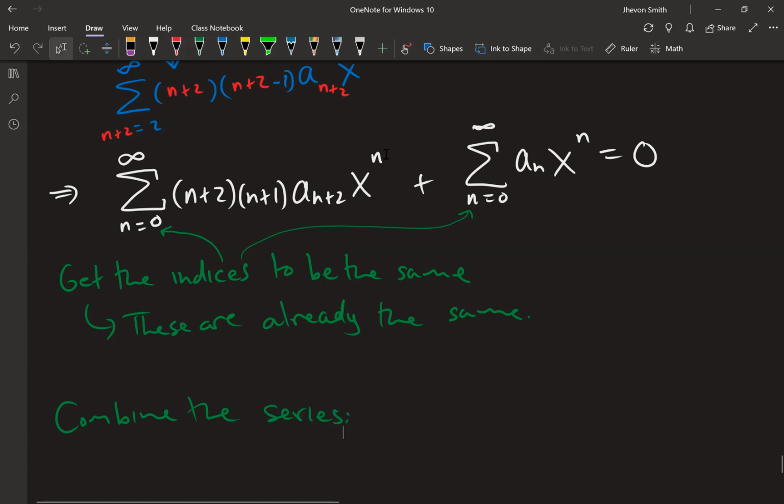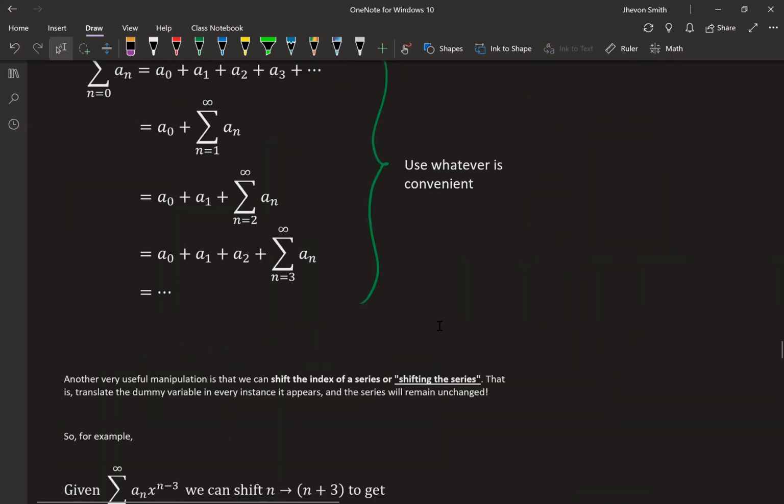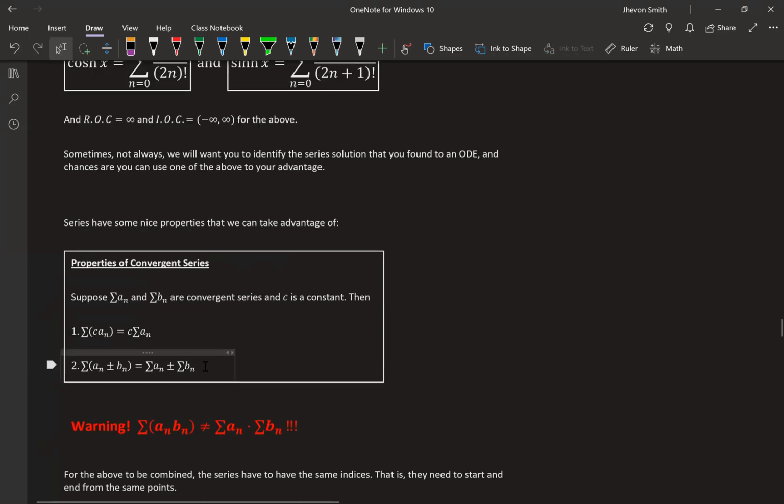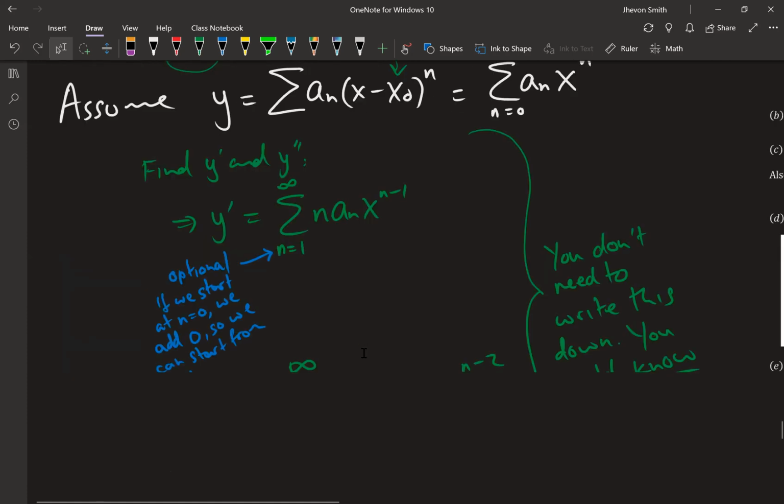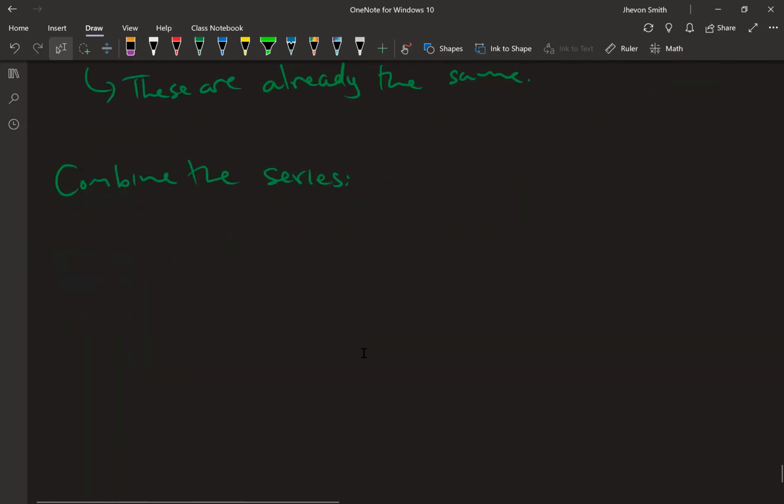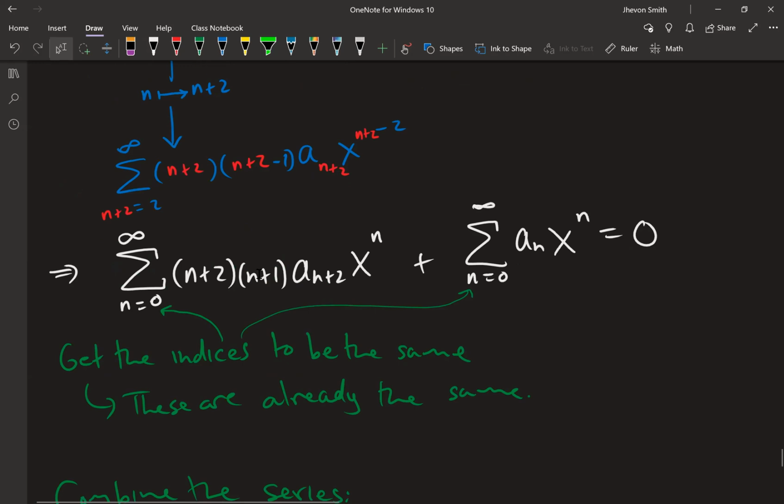Now, once the series, the x term is the same, and they start at the same point, I can now apply one of those properties I gave you guys before, namely this guy, and I can write the sum of two separate series as one big series by just combining the like terms. So now I would have, there's one big x to the n out here that I can actually combine.